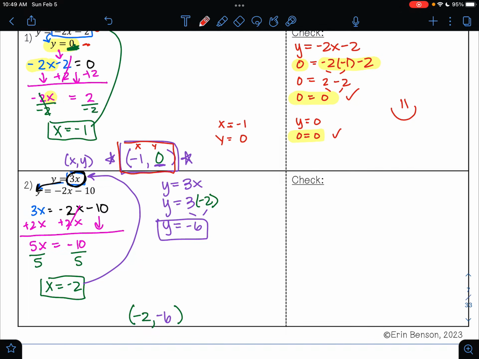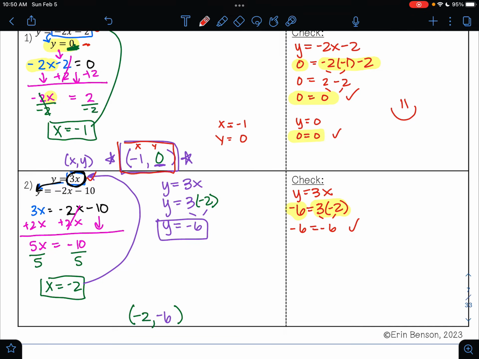I'm going to start with that first equation, y equals 3x. We solved for y and got y was negative 6. We solved for x and got that x was negative 2. I'm trying to prove that the left side of the equation equals the right side of the equation. So I'm going to have negative 6 equals 3 times negative 2 is negative 6. Does negative 6 equal negative 6? Yes. So it works for this equation.